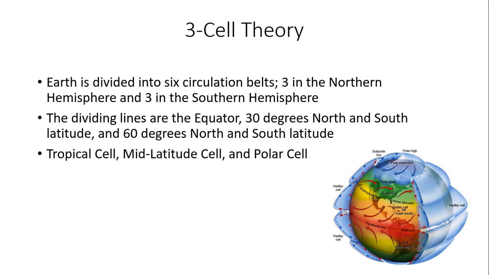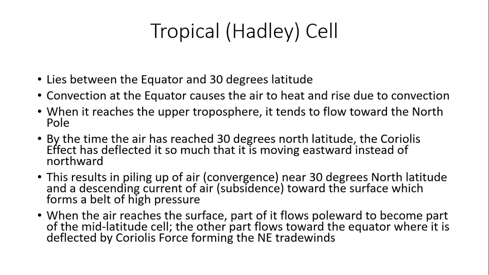So when I talk about the tropical cell, I'm talking about that area on Earth that lies between the equator and 30 degrees latitude. And what we have is a process known as convection, which is a vertical transport of excessive heating at the Earth's surface into the upper atmosphere. And that convection at the equator and thunderstorm development is going to cause the air to heat and rise. And when that air reaches the upper troposphere, again, as I mentioned, it tends to flow toward the North Pole and then also towards the South Pole.